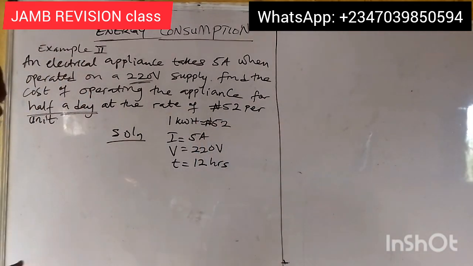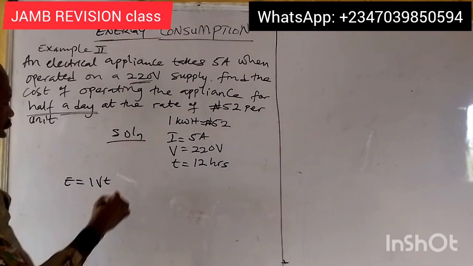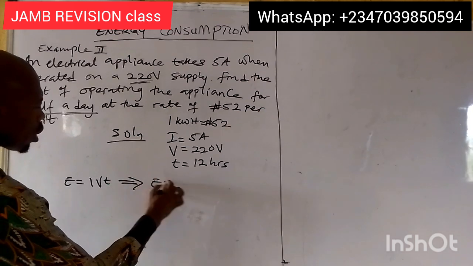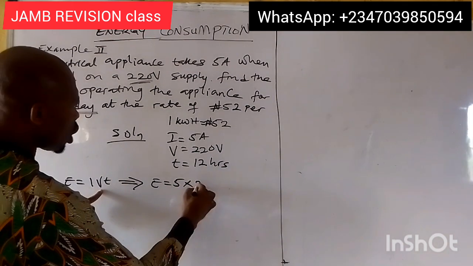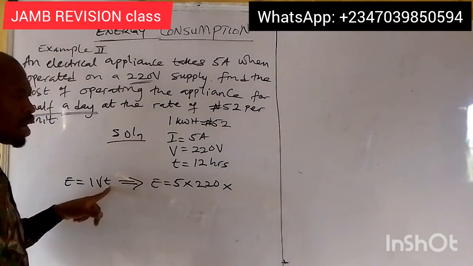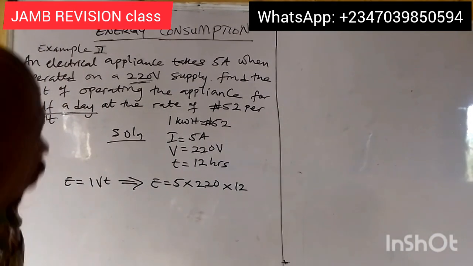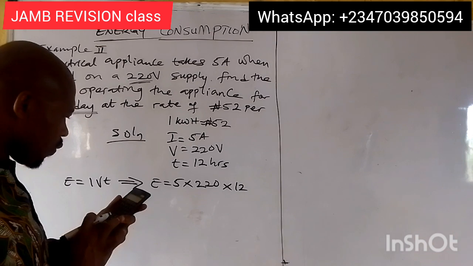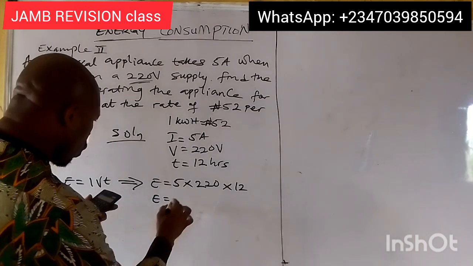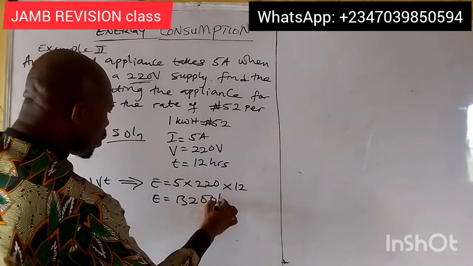Now, how do we calculate the cost? First, we say energy. This one now will have IVT. So we now have energy is equal to IVT. Therefore, energy here will give us current, which is 5, times voltage, which is 220, multiplied by the time, which is 12 hours. Now, we have from here 5 times 220 times 12. Therefore, energy will give us 13200.